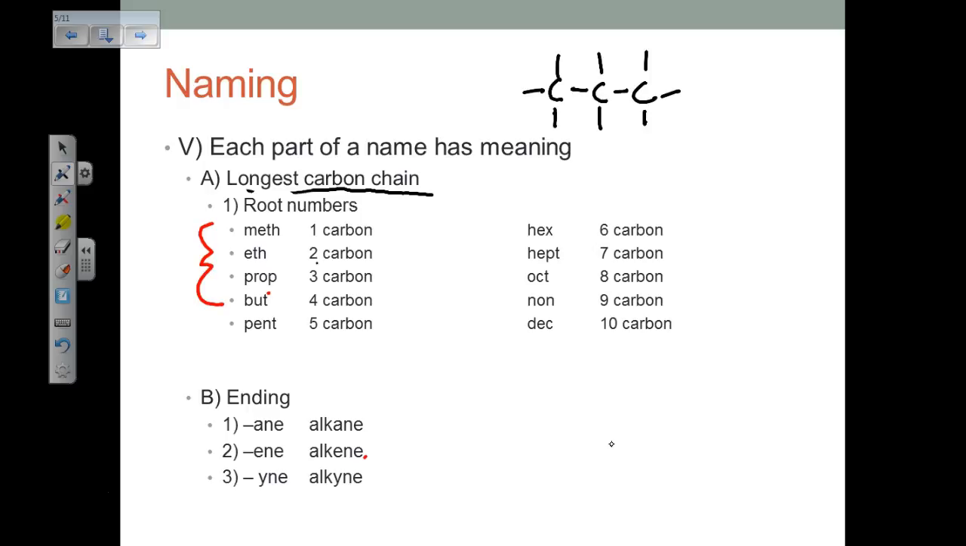Every part of a name in an organic molecule has some sort of meaning to its structure. There's no superfluous or extra letters or numbers. It's all systematic, which is one of the reasons why I personally really enjoy organic naming, because it all makes sense. You put it together like a puzzle.